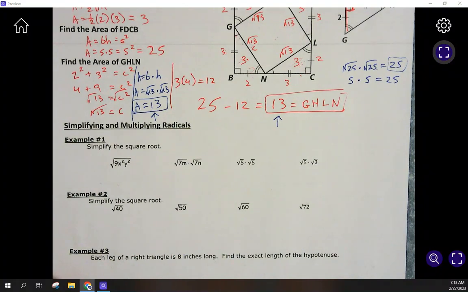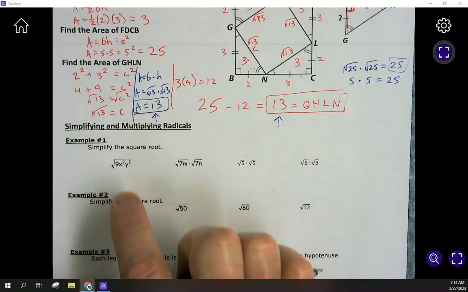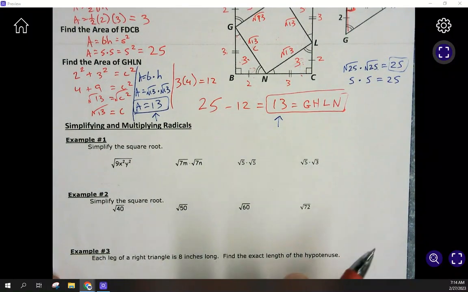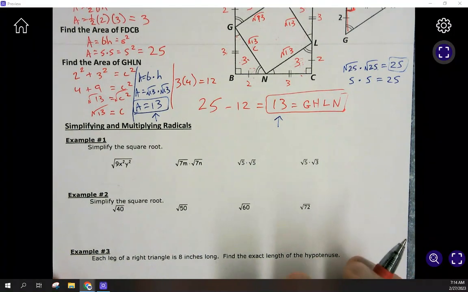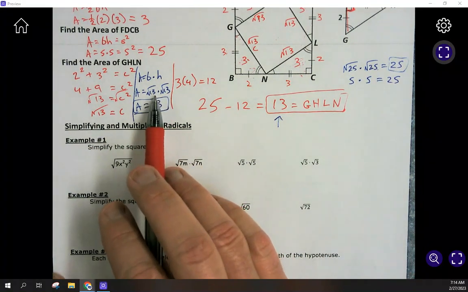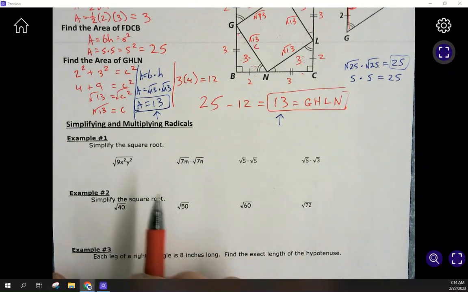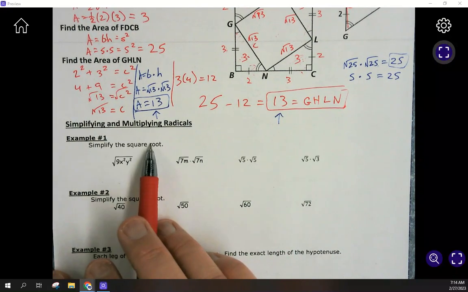All right, so you are going to run into some problems where you've got some goofy square roots that you need to simplify. And so we're going to do a quick review on how you handle square roots, how you simplify them, how you multiply them, kind of like we just touched on here, because you will run into that in this section. So real quick, let's simplify some square roots.